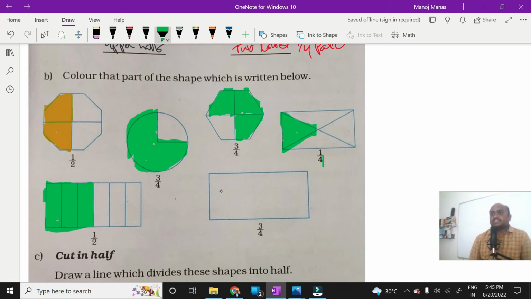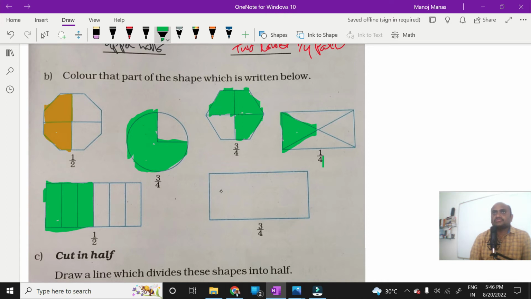And here it is 3/4. So in this case it is a difficult task for us. So first we have to divide this into 4 parts equally. Then we can color the 3/4 parts. You can do it either by dividing this rectangle into 4 parts, or just by assuming that this is the 3/4 part. Okay, so assuming will not work.